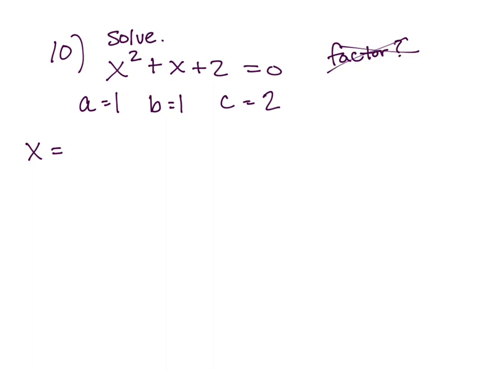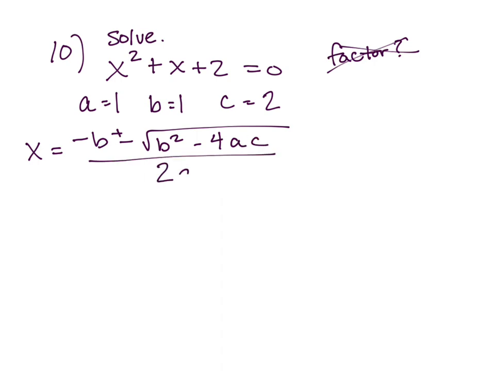Remember? X is equal to negative B plus or minus the square root of B squared minus 4AC, all over 2A.